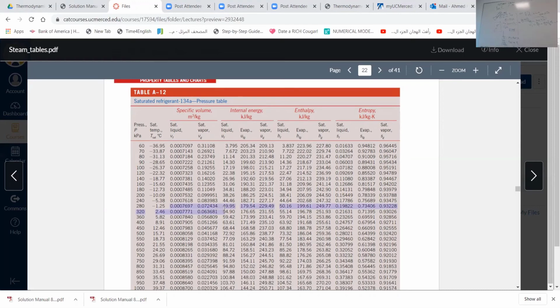Correct? Yes, way easier. Oh, of course, you are an engineer. That means you are always using your mind to do something. So here it's easier to do average, easier than interpolation.